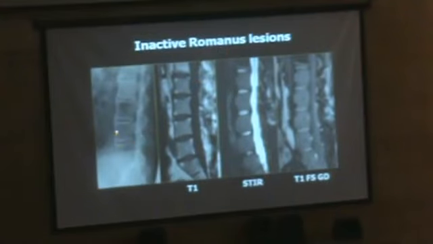On the X-ray, we can already see those very thin syndesmophytes, which we're going to talk about later, as well as large, wide ankylosis in the facet joints.